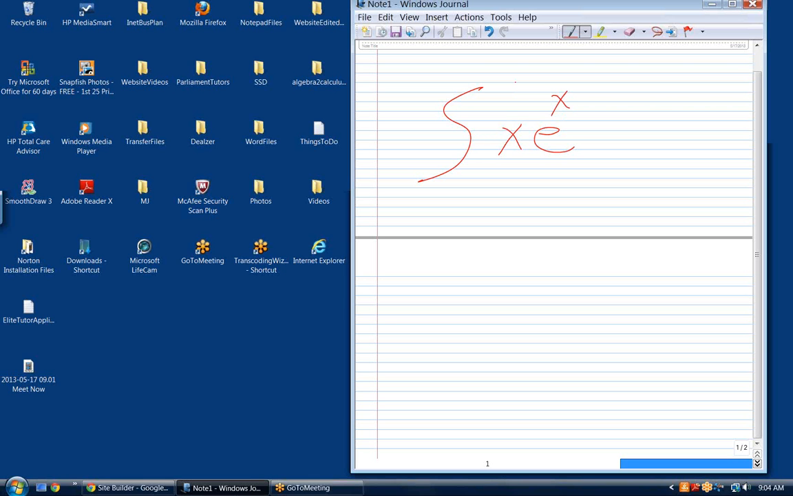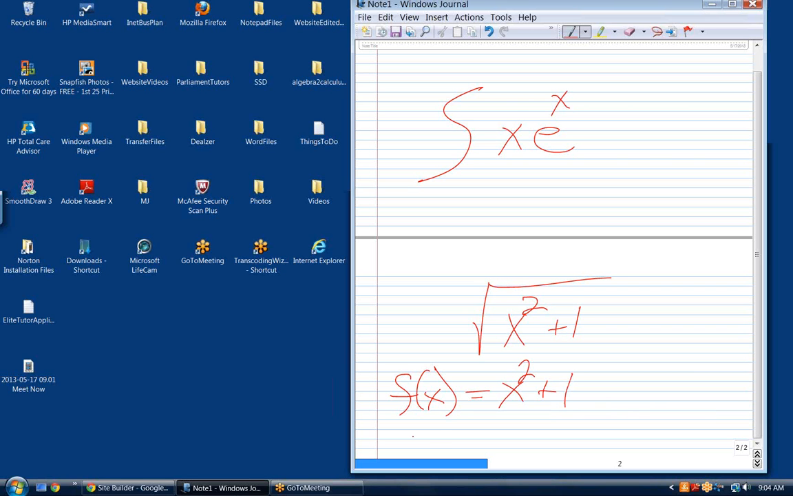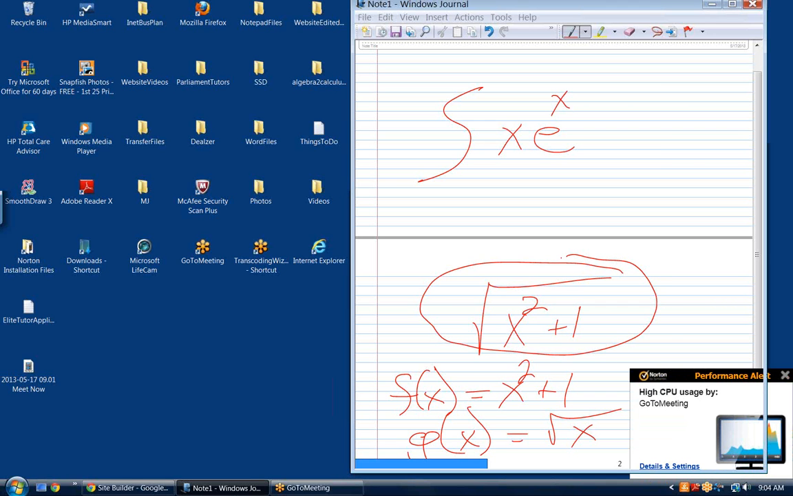So when you see the product of two different types of functions, think integration by parts, whereas if you see a composite function, what is a composite function? A composite function would be square root of x squared plus 1. What is that a composite function of? Well, f of x would be x squared plus 1, and g of x would be square root of x. So this represents g of f of x.